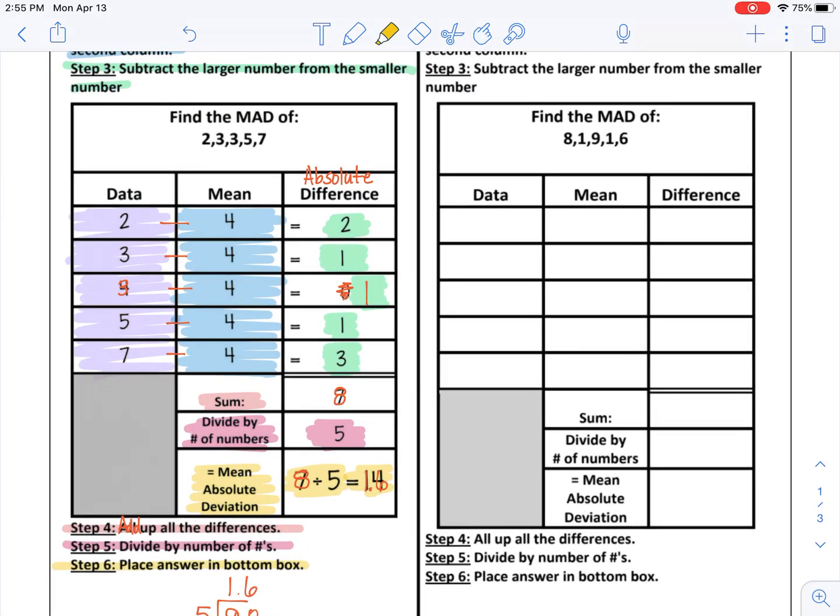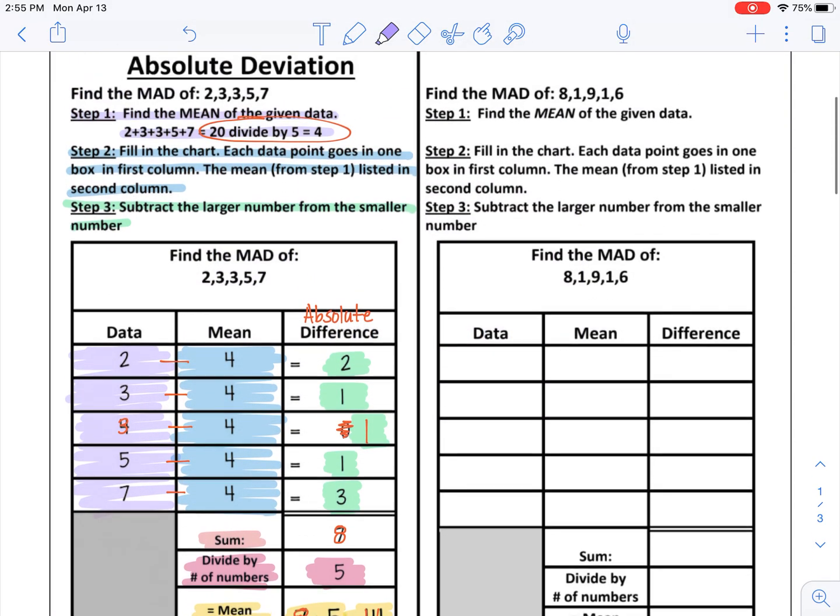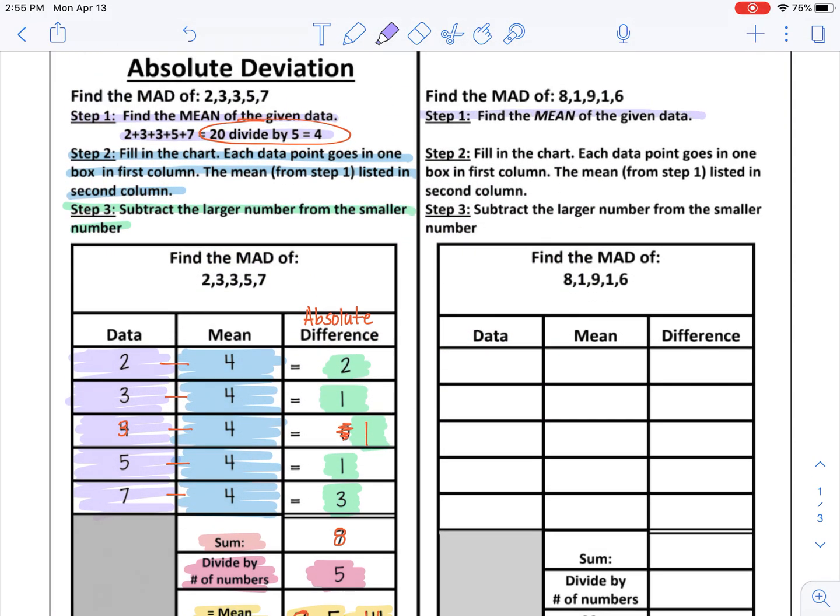Step number 1, and I'm going to use my highlighter so it all matches up. We're going to find the mean of the given data. So I'm going to write that in as we go. I'm going to write in the data points, 8, 1, 9, 1, 6, and I'm going to find the mean of that data. When I do that, I'm adding up: 8 plus 1 is 9, 9 plus 9 is 18, 18 plus 1 is 19, and 19 plus 6 is 25.